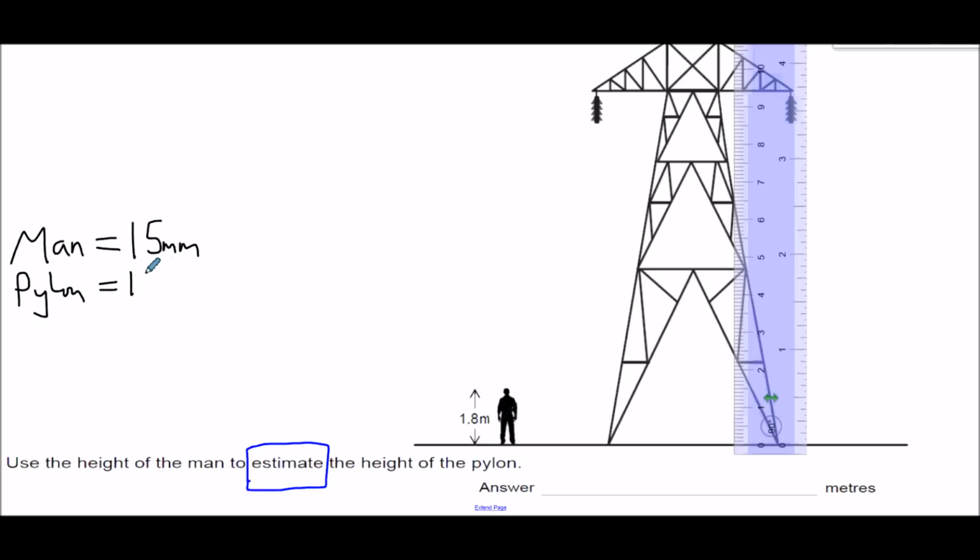is about 178 millimeters tall on the diagram. Obviously a real pylon is significantly bigger than 178 millimeters. They'd be really tiny, and that'd be weird. So now we need to think how many times bigger is the pylon than the man.